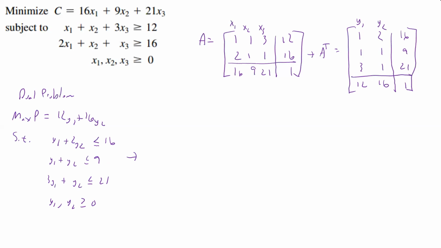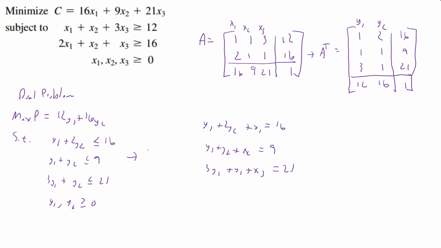Now we have to convert the I system to an E system by adding in our slack variables. Now this time our slack variables are going to be what our original variables were. And so now we do this and we get y1 plus 2y2 plus x1 equals 16. Then we have y1 plus y2 plus x2 equals 9. And then we have 3y1 plus y2 plus x3 equals 21.